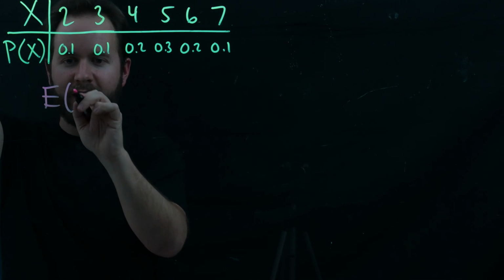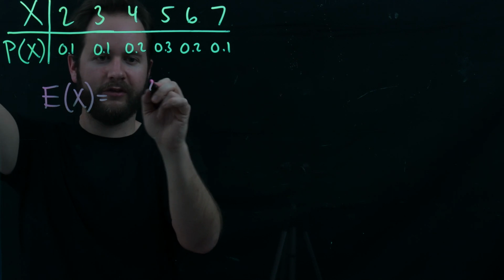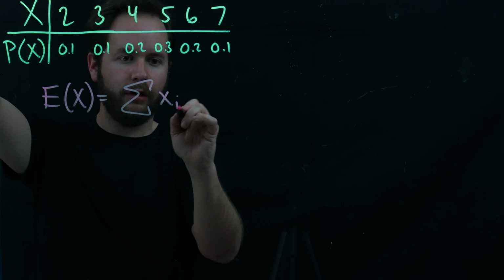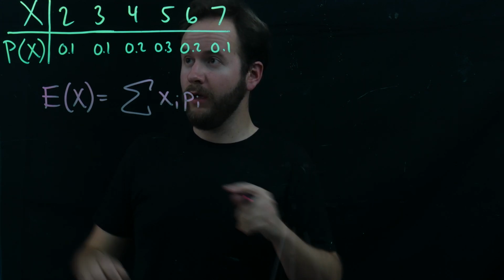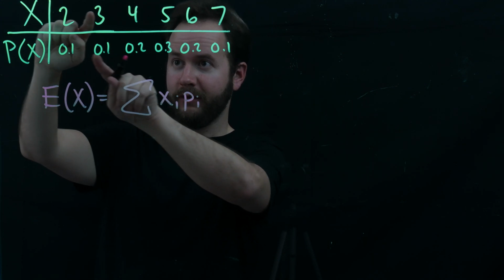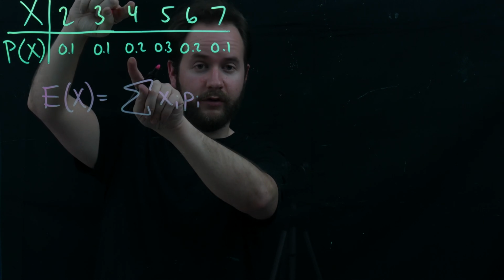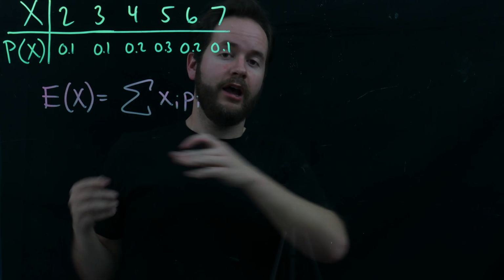We're going to use expected value of x. Expected value of x is a formula that just says you're going to sum up all the xi times pi's. I know it seems like a scary formula, but all that means is you take these two numbers and multiply them, take these two numbers and multiply them, take these two numbers and multiply them, all the way down, and then add the result.